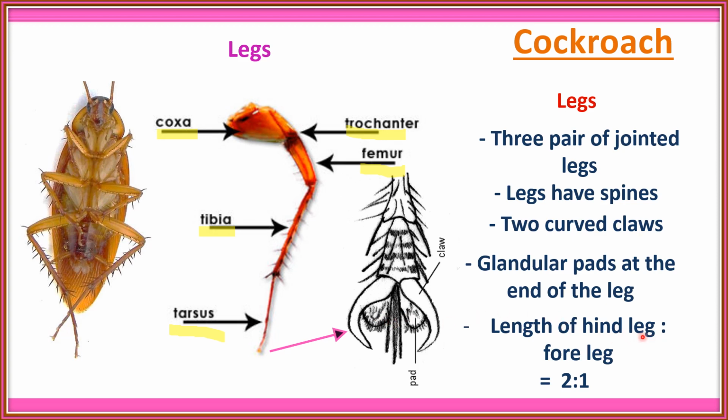The length of the hind leg to the forward leg is 2 to 1. So if you look at the length of this hind leg and you compare it with the forward leg, they are in a ratio of 2 to 1.